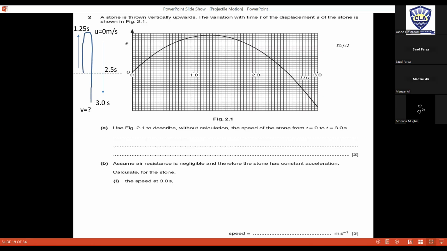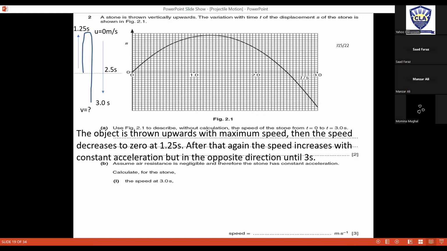How to explain the speed? It goes with the maximum speed, reduces to zero at 1.25 seconds, then it starts to fall down in the opposite direction and the speed continuously increases. The object is thrown vertically upward with maximum speed, then the speed decreases to zero at 1.25 seconds. Again, speed increases with constant acceleration, and this time it is in the opposite direction until 3 seconds.